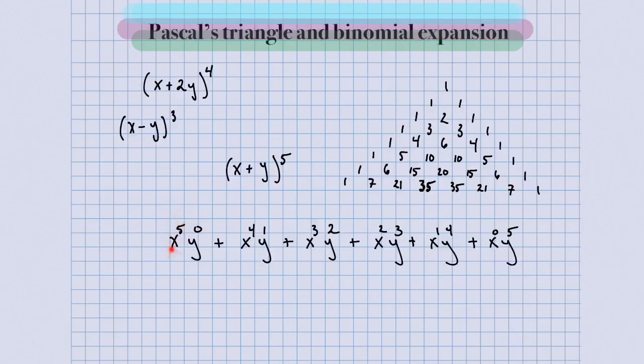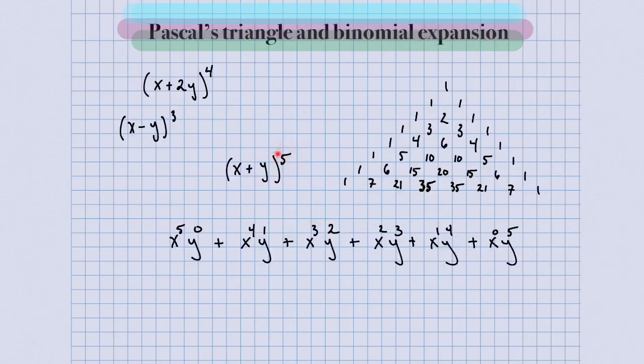This one here, the x starts off with the exponent, and it's going to decrease by 1 every time we go over. And y starts at 0 and is going to increase by 1 as we go along. Pretty simple pattern.